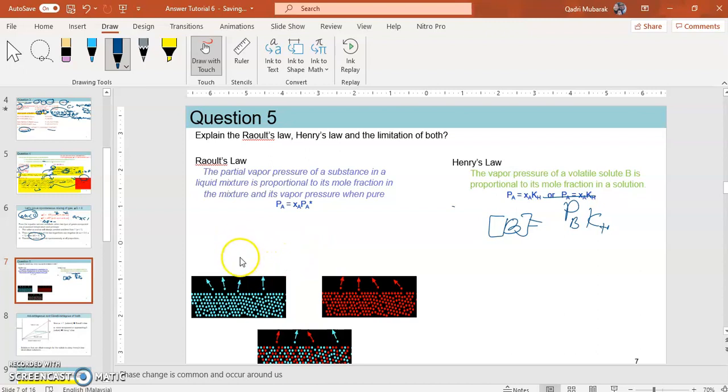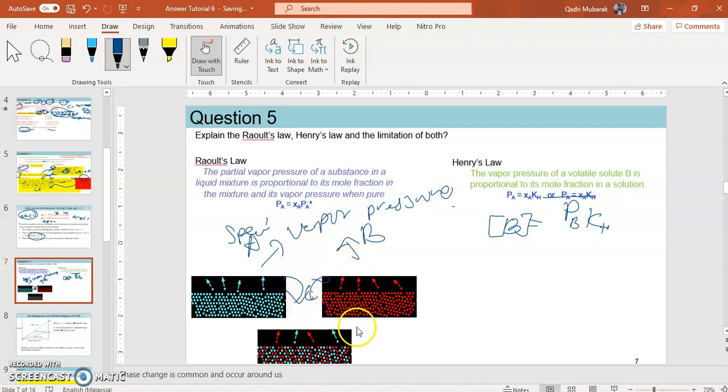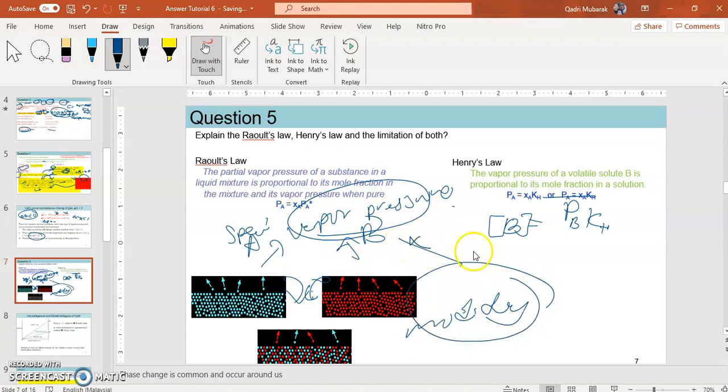So when we talk about Raoult's law, it is about when we have two species, species A and B. Each of them has its own vapor pressure, and when we add them together, the vapor pressure will be modified a little bit. So we can use both relations to define the modification of the species, the solution, or the system.